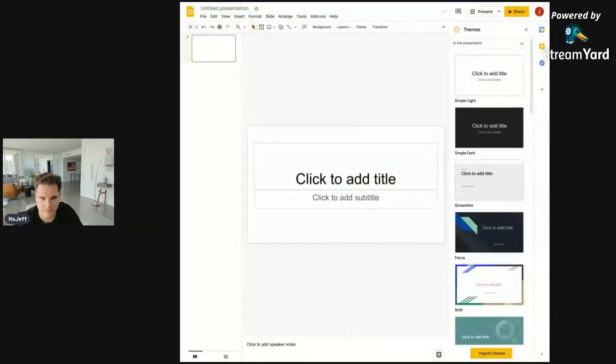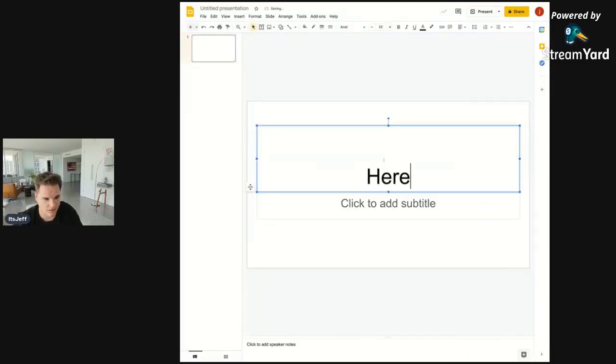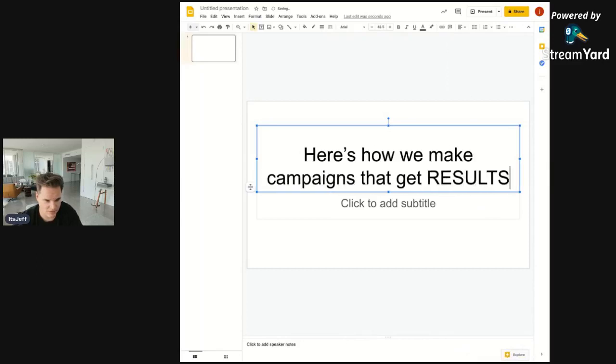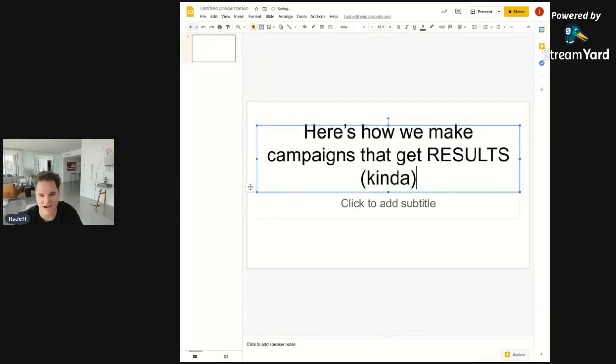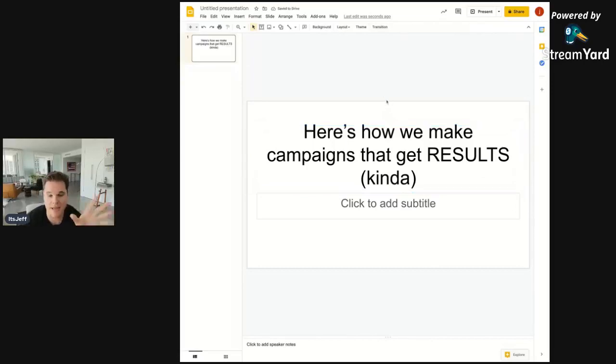Cool. Here we go. All right, so here's how we make campaigns that get results. And I'm putting the "kind of" simply because the campaign can get results, which is different than the business getting results with the campaign. It's like you structure your gym correctly so people lose weight. That is different than people actually losing weight, because there are other factors, like they can't have Taco Bell, right? I don't care how much you're going to the gym, if you're eating Taco Bell, you're not going to lose weight, right? And so here's how we make campaigns that get results. Asterisk, kind of. Okay, so here we go.